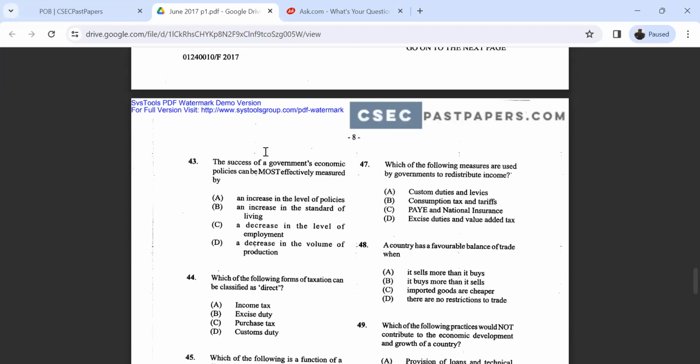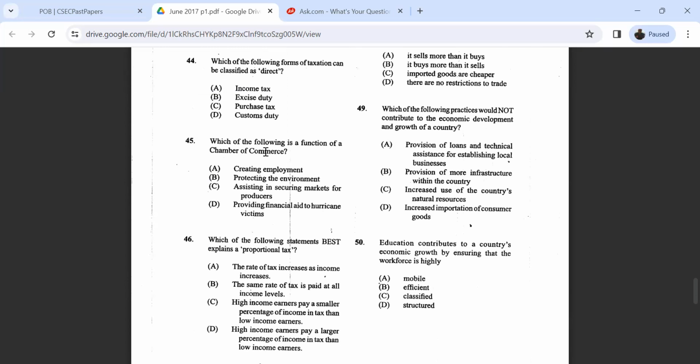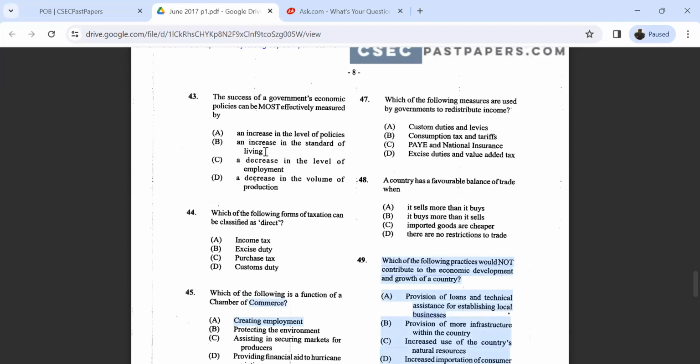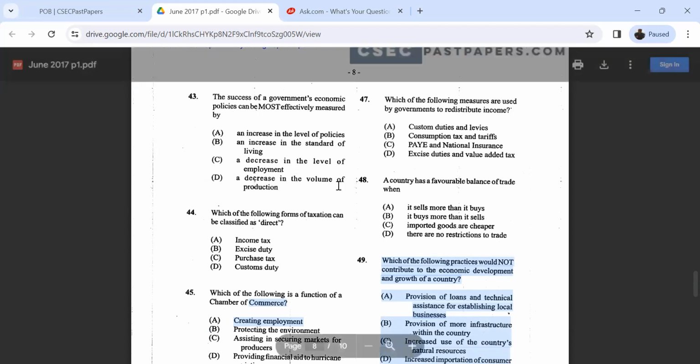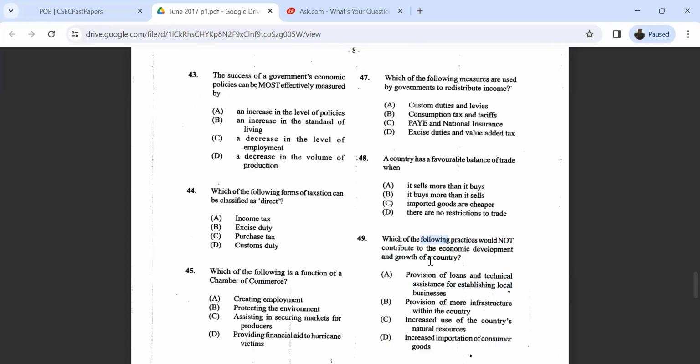Number 47. Which of the following measures are used by governments to redistribute income? So, for them to redistribute income, they have to take money from your income and then send it back out, right? So which one of these measures can they use to take money from your income directly? A, B, C, or D? C. Pay as you earn and national insurance. See, not so bad.